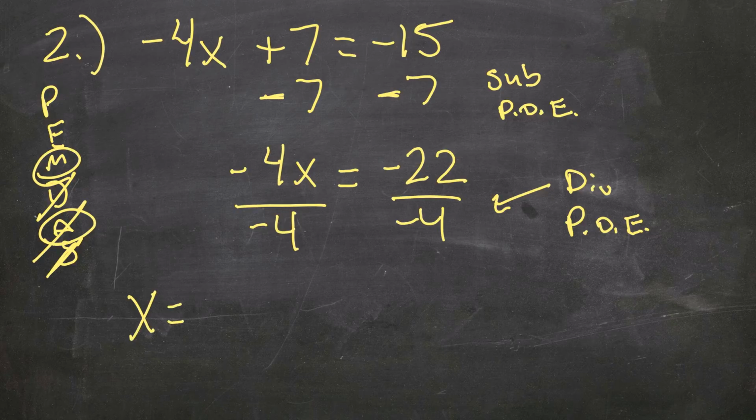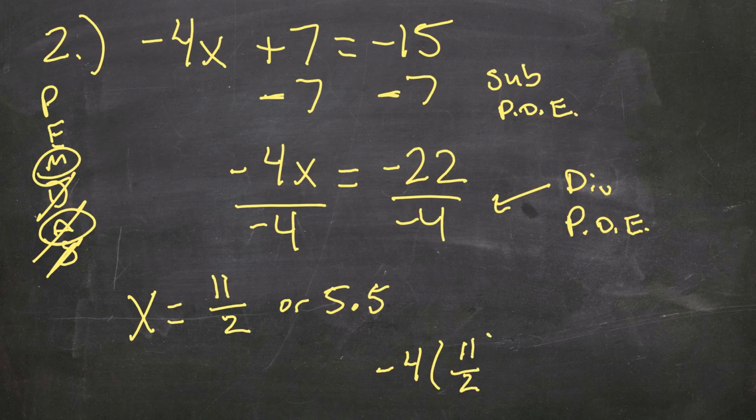I'm left with x equals, I would leave this as positive 11 over 2. You might write 5.5, and I would take that because the decimal ends. You don't have to terminate it or round it. So now my last step is my check step. Negative 4 instead of x, I write 11 halves.